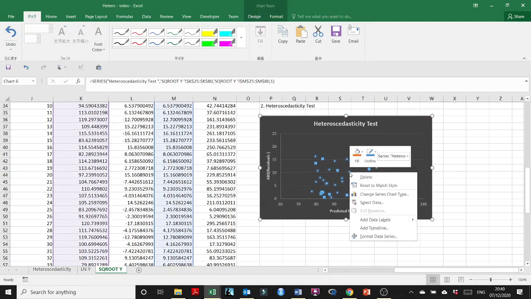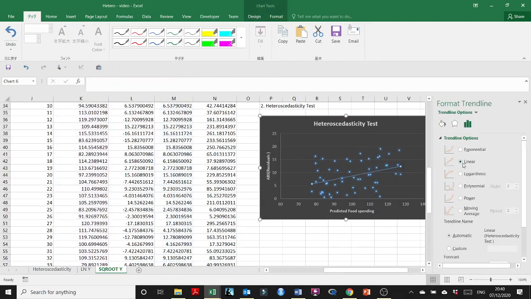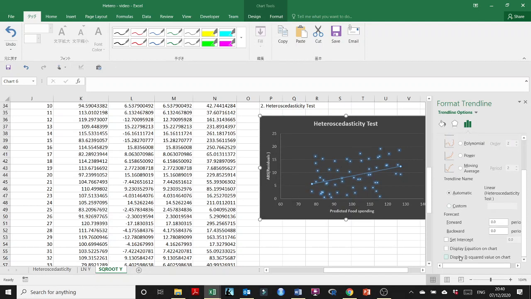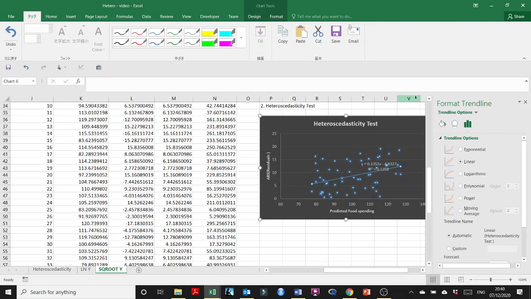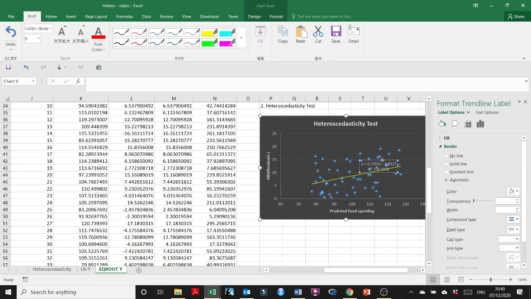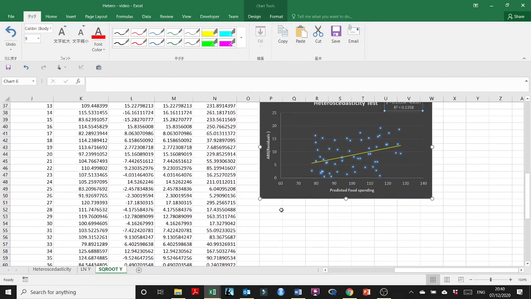Okay, so it seems like there's no heteroscedasticity, oh, actually, maybe I'm wrong. Here's a very nice line. Let's color it up. So not all transformations work. Over here, let's take a look. It explains 13% of the variation. All right, nonetheless, let's do the Breusch-Pagan test.